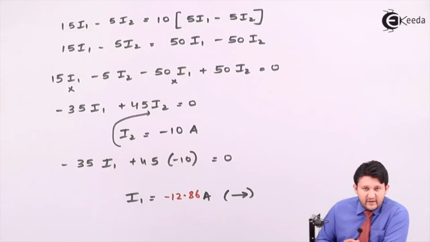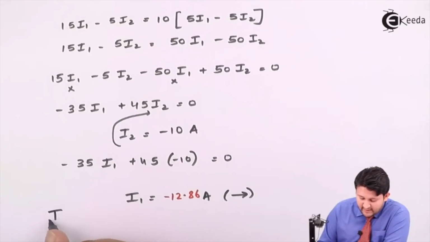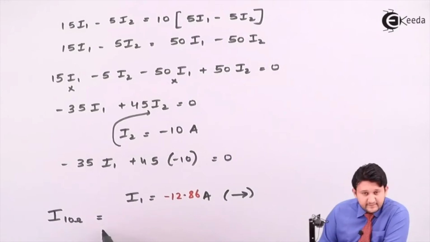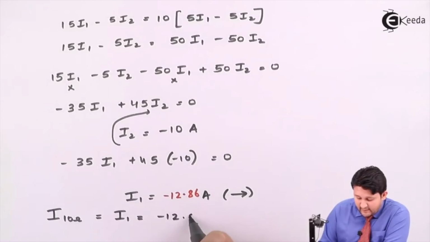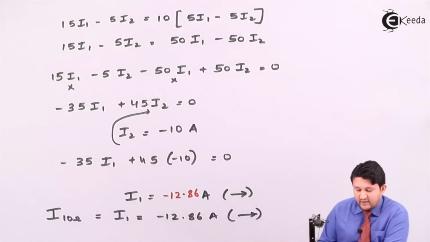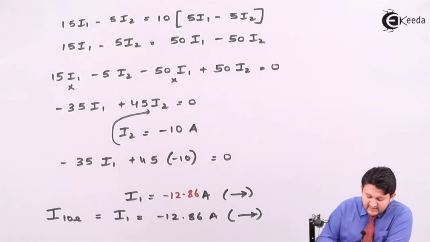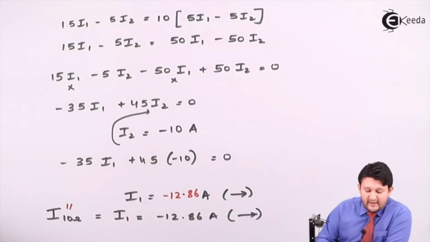Ultimately, friends, you have to find the value across 10 ohms, right? So this was your case 2. Current across 10 ohms is equal to I1, which is equal to minus 12.86 amperes. Direction is compulsory because the resistance was placed horizontally, so your direction is right. Since it was the second condition, you need to represent it with a double dash.